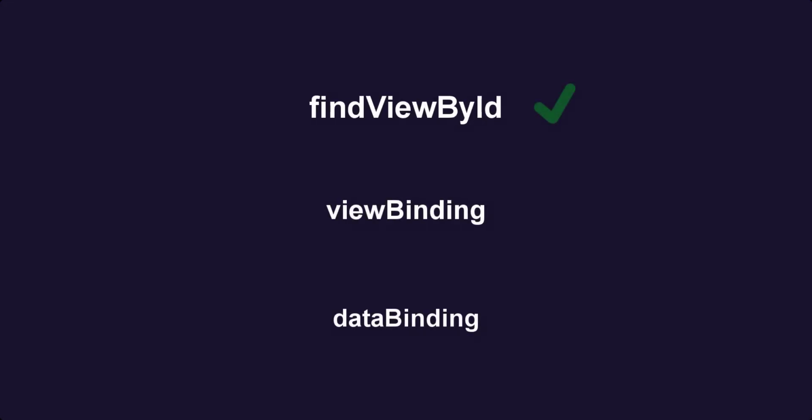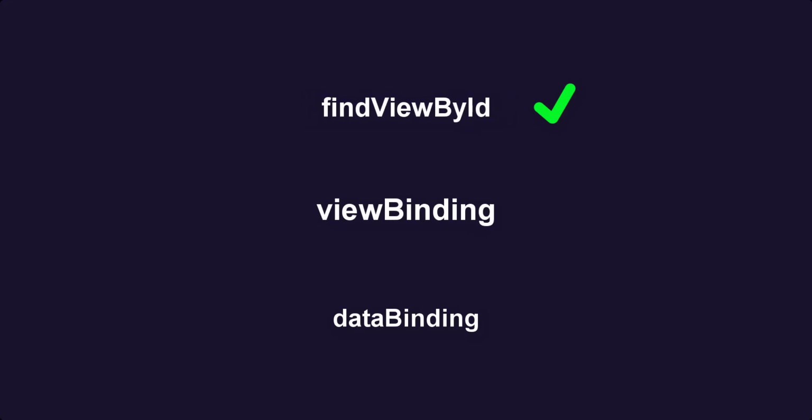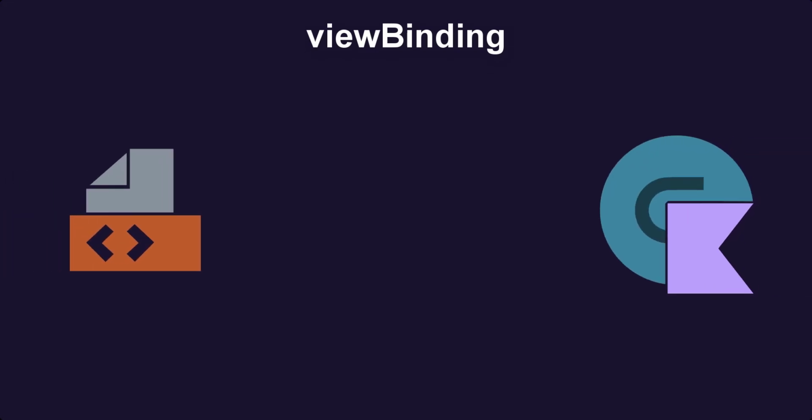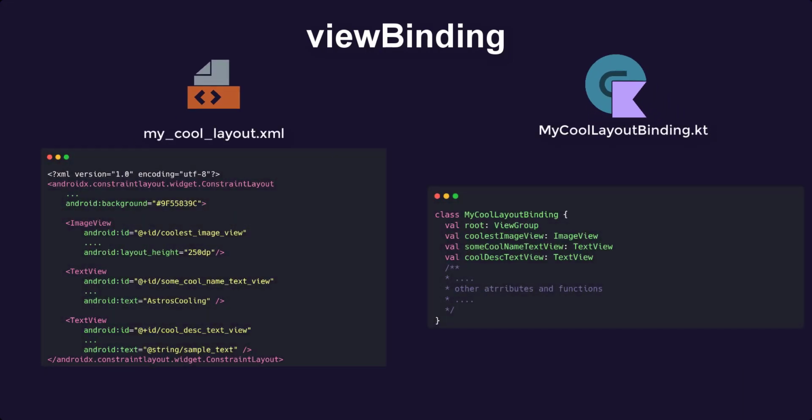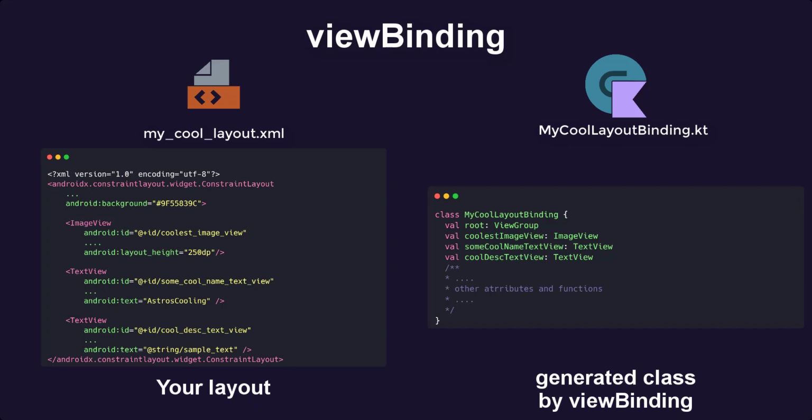After learning about the find view by ID, it's time to move to view binding and see how it's more efficient and more useful than using find view by ID. So view binding, as the name suggests, binds data to your views. It works by generating a class that resembles your layout. The class includes attributes, and each of these attributes represents one of your views.